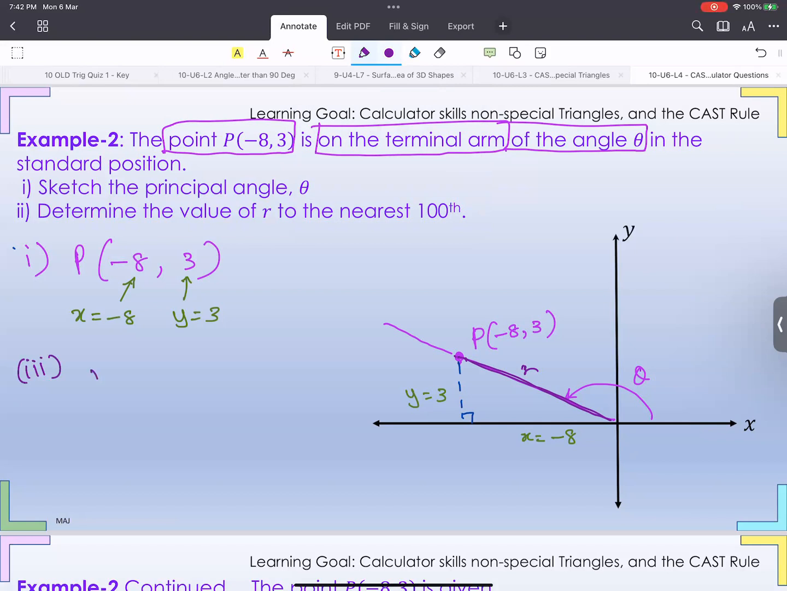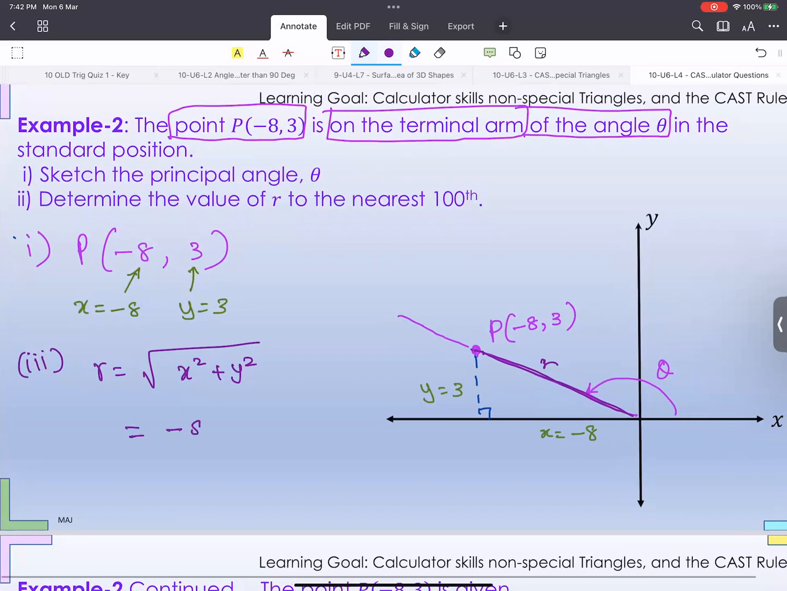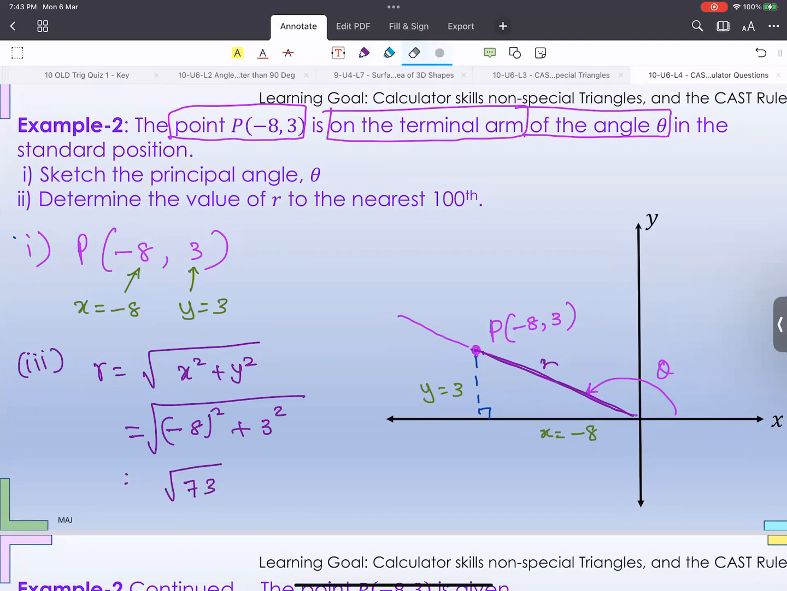Let's just use Pythagoras theorem, which is the square root of negative 8 squared plus 3 squared. Negative 8 squared is 64, plus 9. So that should be root 73, and that is an exact value, right? You could leave it like that if they didn't say anything, but they asked you for the nearest hundredth, so we have to put that into the calculator and get it up to the second decimal place. That's what the nearest hundredth is, right?